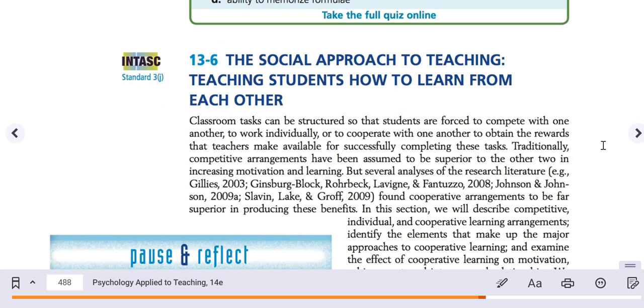The social approach to teaching: students learning from each other. Classroom tasks can be structured so that students are forced to compete with one another, to work individually, or to cooperate with one another to obtain the rewards that teachers make available for successfully completing these tasks. Traditionally, competitive arrangements have been assumed to be superior to the other two in increasing motivation and learning. Some research found the cooperative arrangements to be far superior.